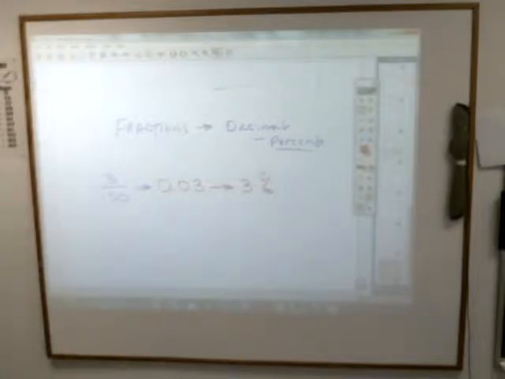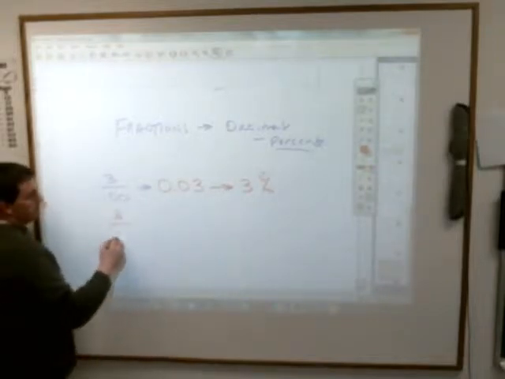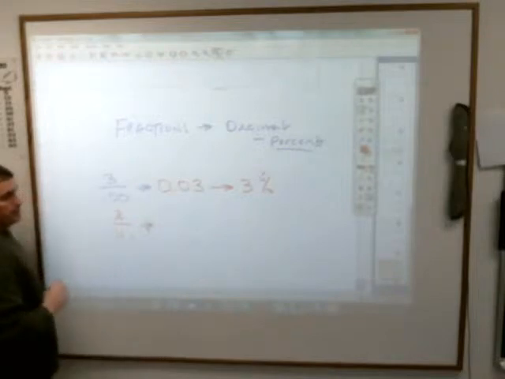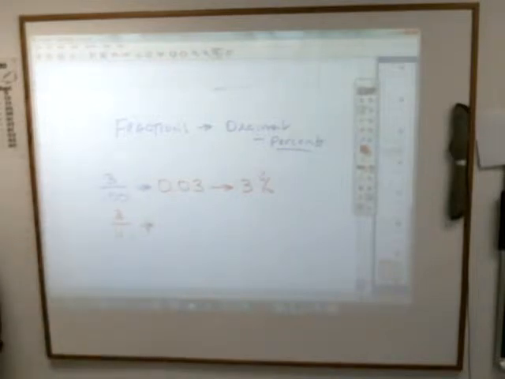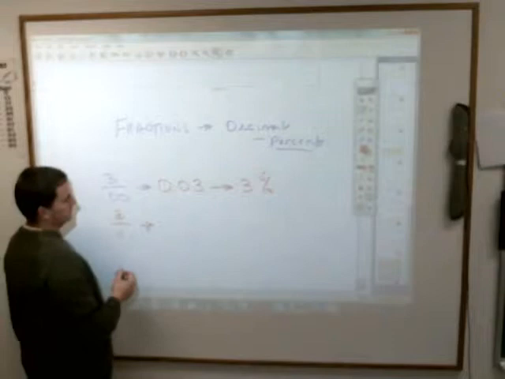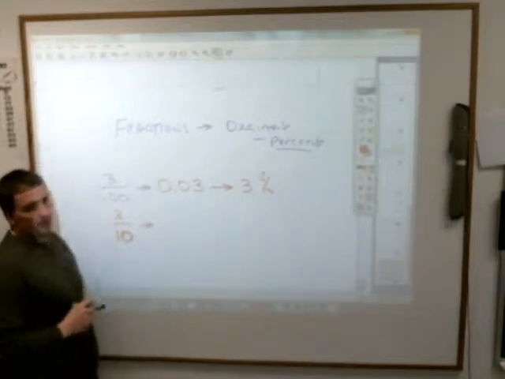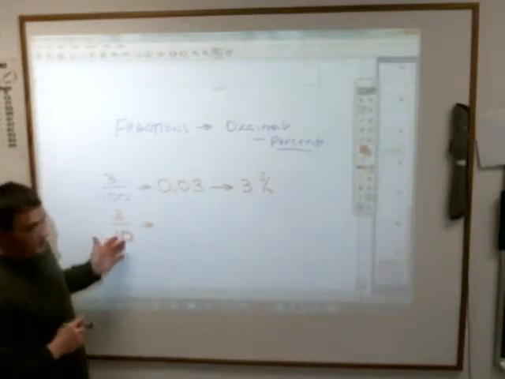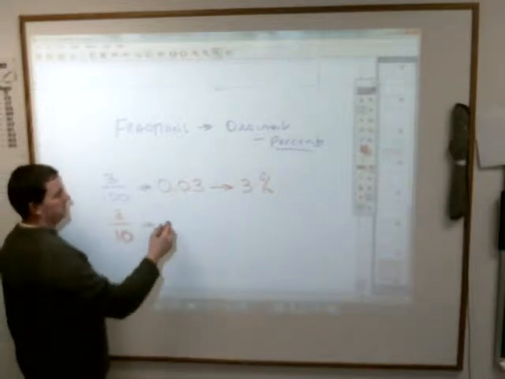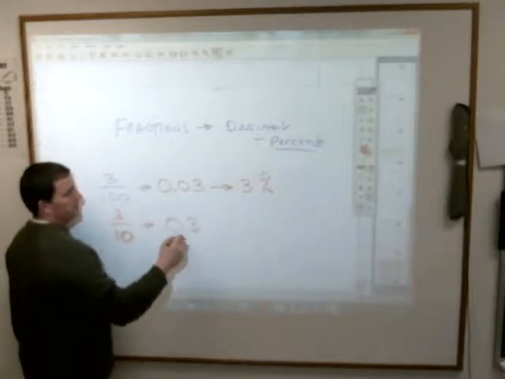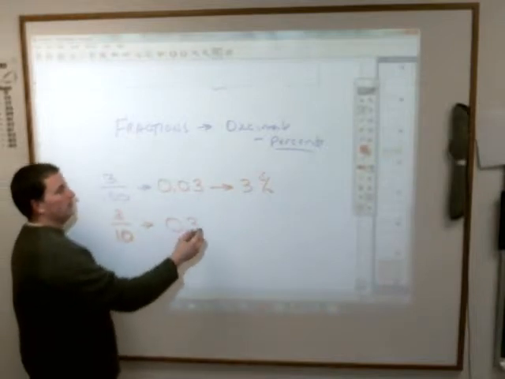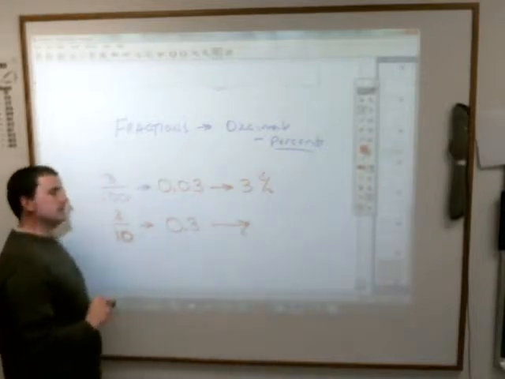But what about if it is 3/10? How do I change that to a decimal? Alex? Do you add zeros to both? Well, not for this one, because this is already in tenths. So to change it to a decimal is not very difficult because it already is 3/10. How do you write 3/10? Caleb? 0.3.